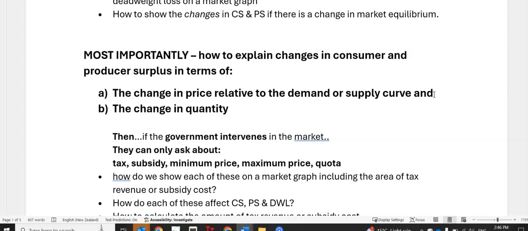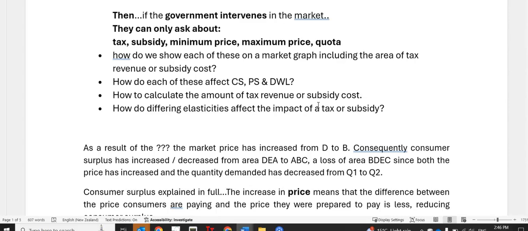Okay, so next, you need to be able to do that. Then the focus of the standard generally is on government intervention. They pretty much only ever ask about these things here: a tax, and by tax I mean an indirect tax on a particular good, a subsidy, a minimum price, a maximum price, a quota. I'm not going to go through what all those mean. You should know those, or if you don't, you need to find out. So for each of these, how do we show them on a graph, including finding the area of tax revenue or the total cost of a subsidy? How do they affect consumer surplus and producer surplus and deadweight loss?